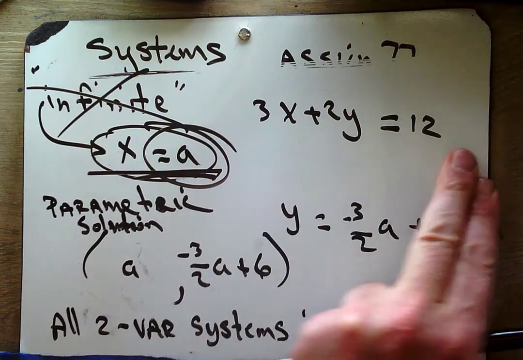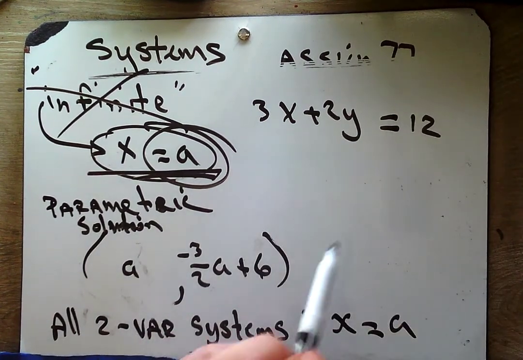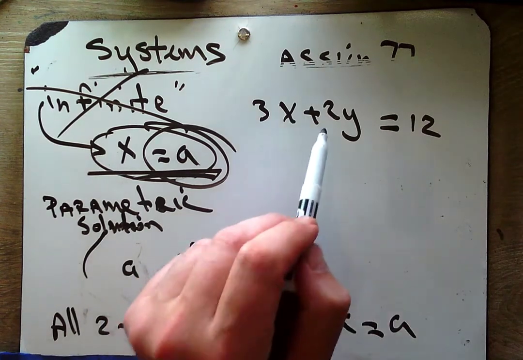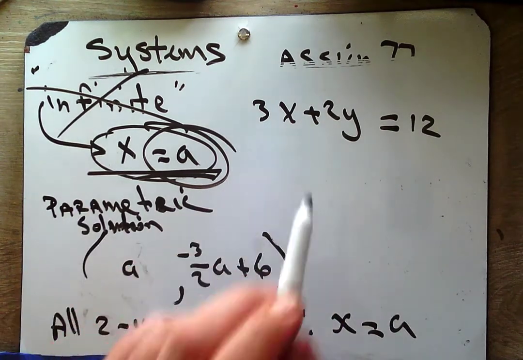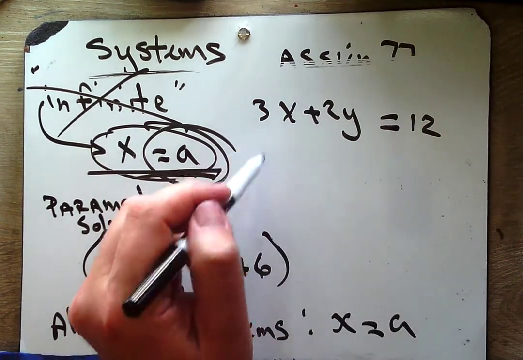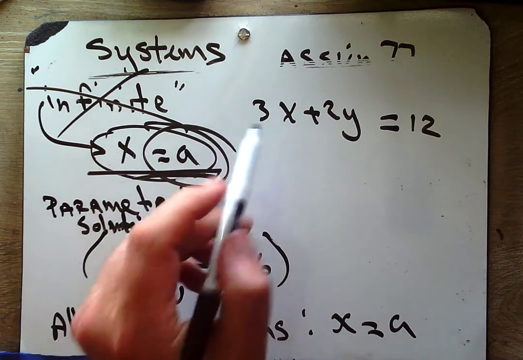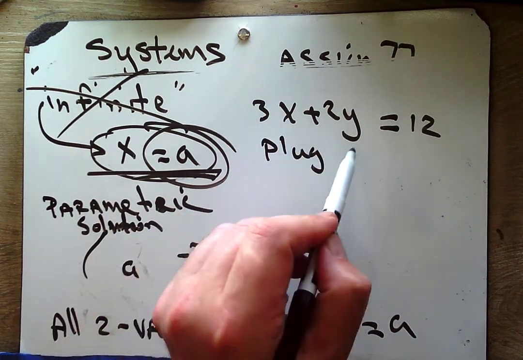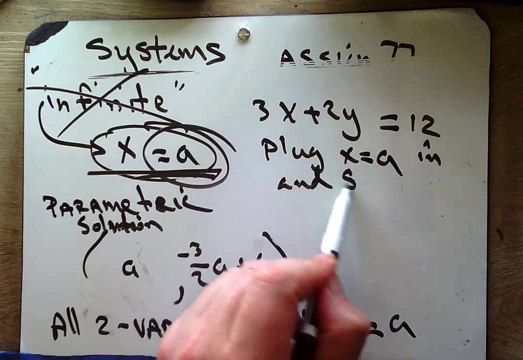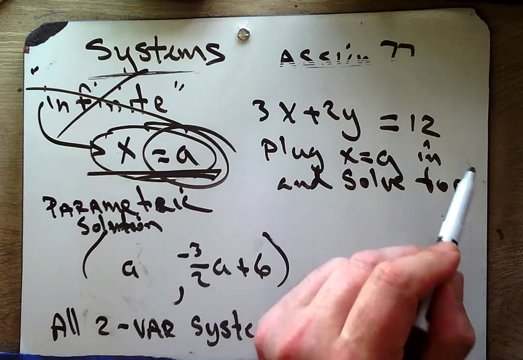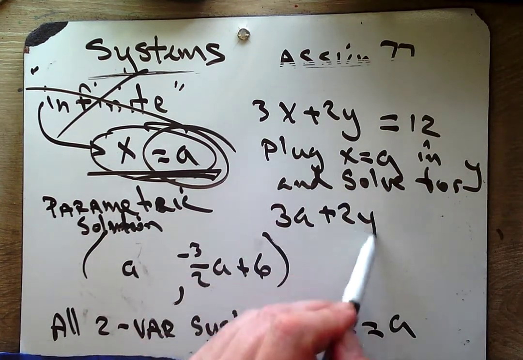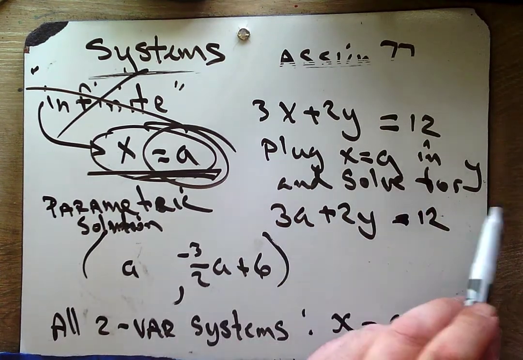Now, some people don't want to use that y equals negative 3/2 x plus 6 equation. They want to use this equation. So for the people who do that, or if you were given two functions that look like this, simply plug x equals a in and solve for y. So I'm going to have 3a plus 2y equals 12. And now I'm supposed to solve for y.